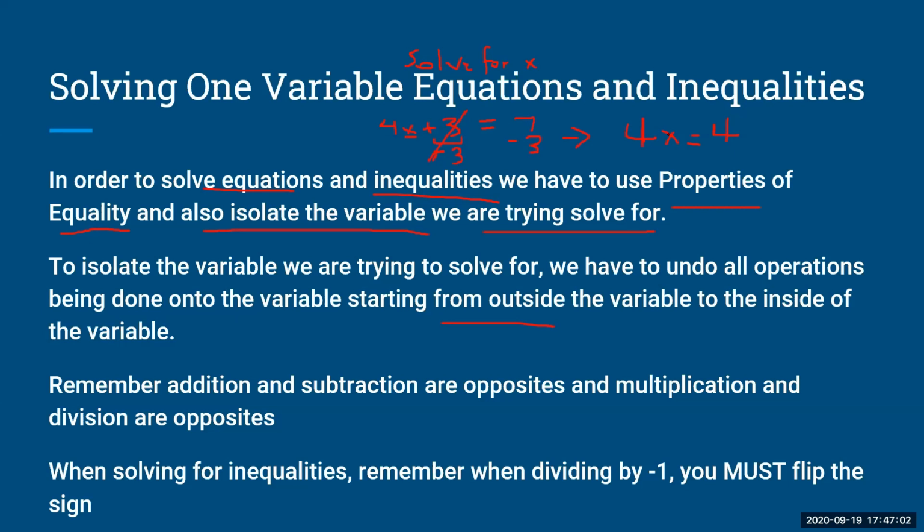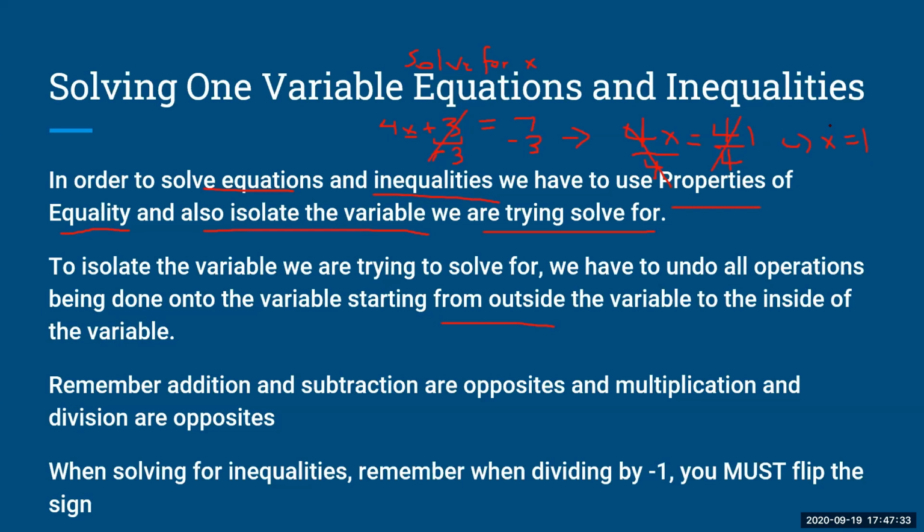And now whatever is being done to the variable, 4 is being multiplied by x, so you have to divide by 4, because multiplication and division are opposites. Then you cancel this out because 4 divided by 4 is 1. Remember, when you cancel with multiplication and division, you want to get 1. When you cancel with addition and subtraction, you want to get 0. And since we divide by 4 on the left side, we also have to divide by 4 on the right side. So this also turns into 1. So then you get x equals 1.